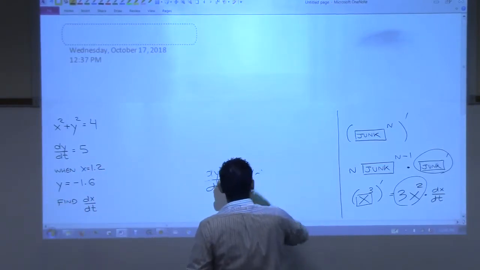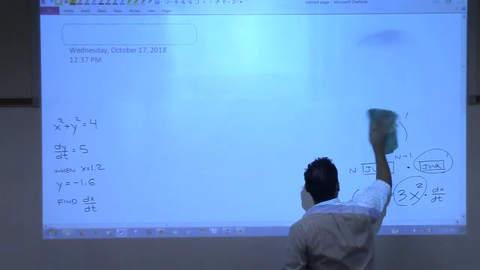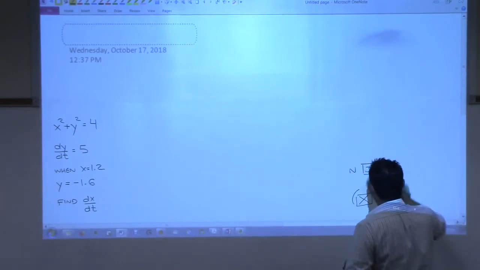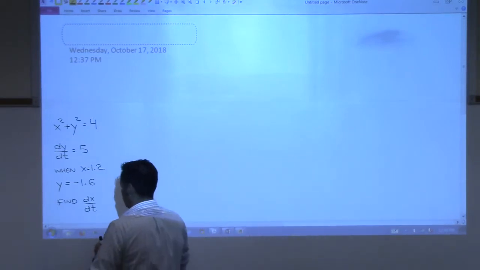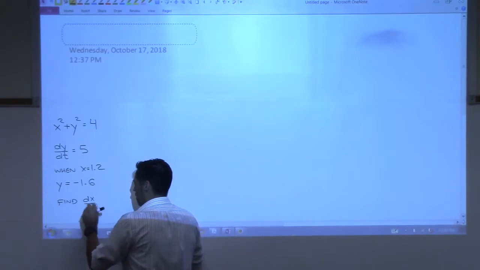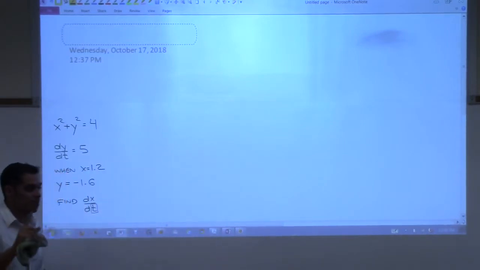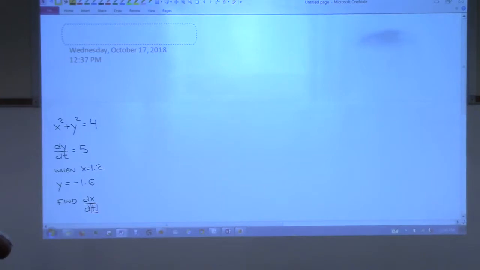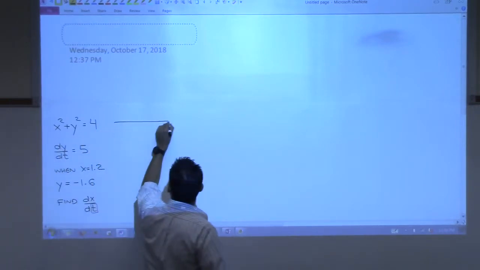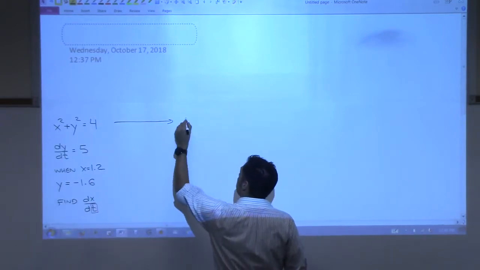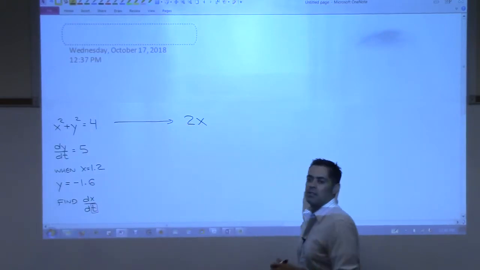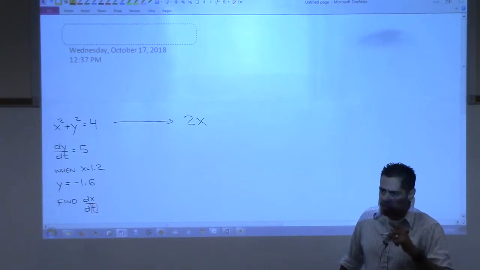What are we differentiating with respect to? We're differentiating with respect to t, all right? So that means that the derivative will never be 1 unless t appears in here, which it doesn't. So let's start with this and take the derivative of this. What is the derivative of x squared? 2x times dx/dt. This is that chain rule happening.